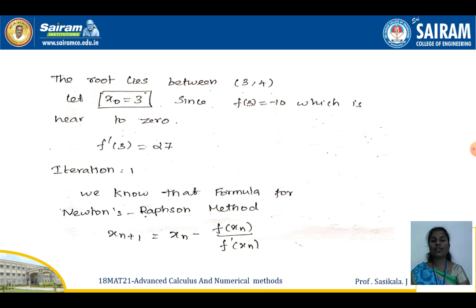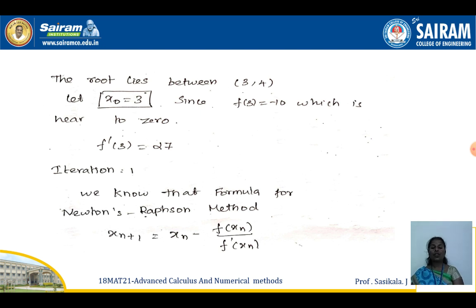So I can find it immediately. Your f dash of x is nothing but 3x square. So replace x is equal to 3 in your f dash. It will be 3 cube, which gives 27. Now your x naught is ready, f of x naught is ready, and f dash of x naught also is ready. Now I can start my iteration.